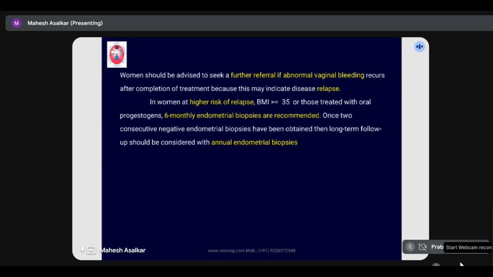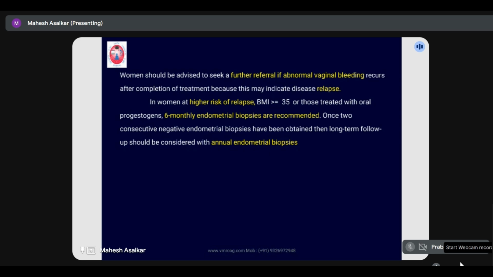Remember, here there is a catch. You have treated your patient with LNG-IUS. In LNG-IUS you have a 6 monthly follow-up. Two biopsies are negative. Then what will you do? Discharge the patient.